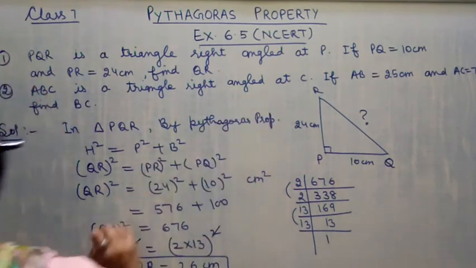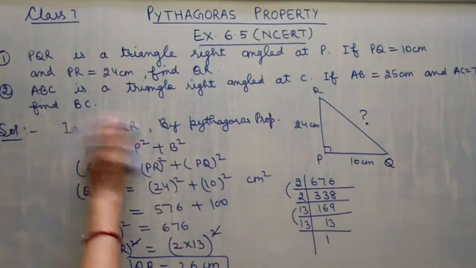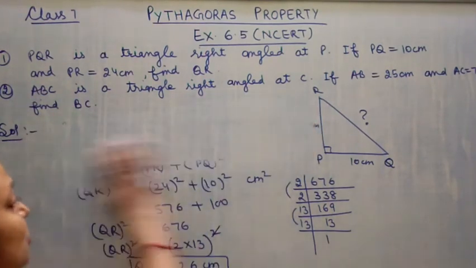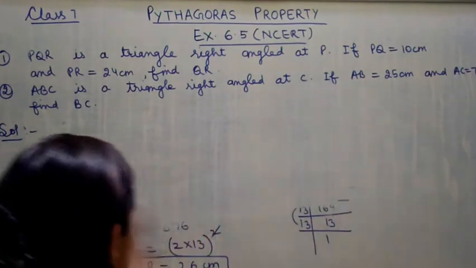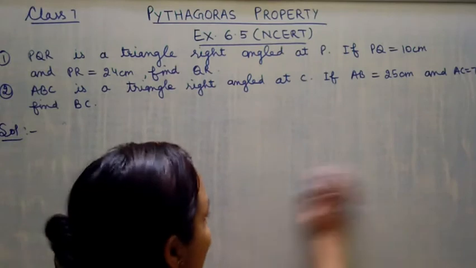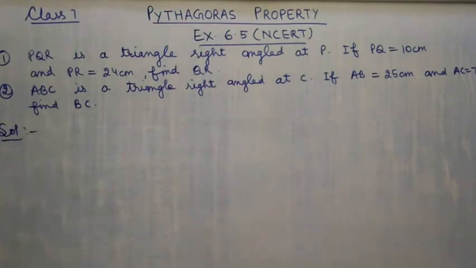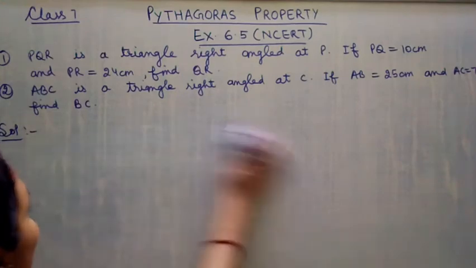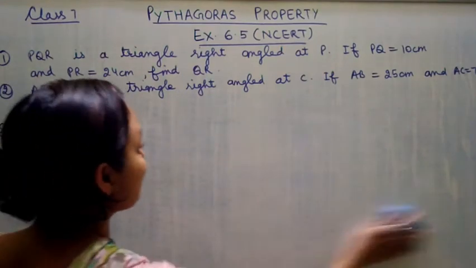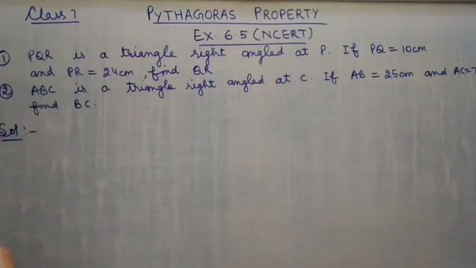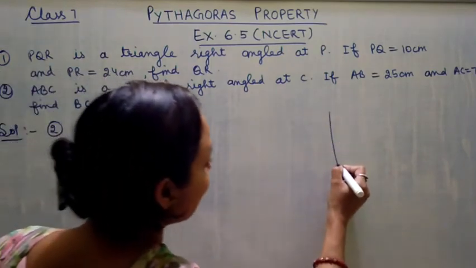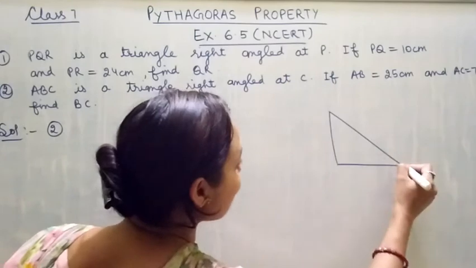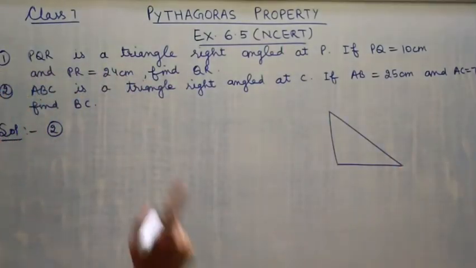Now come to question number second. How can we solve question number second? That is also similar to this. So I will make the triangle again and explain again so that each and every concept is clear to everyone. Okay, so I will solve the next question. Question number second. I will make a right angle triangle, because Pythagoras is only possible in a right angle triangle.